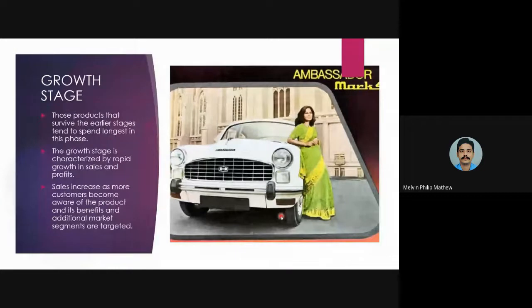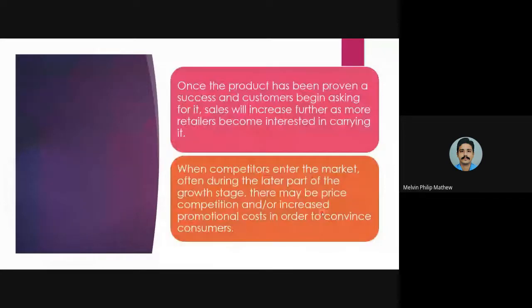Okay, this is another example. During the growth stage, people tend to buy this car, and it was widely available in India itself. Once the product has been proven a success and customers begin asking for it, sales will increase further as more retailers become interested in carrying it. Initially there will be a market or two for distributing the product. If you take a car, initially one showroom will be present, and when more customers are present, multiple showrooms will be built across cities. So it will be easily available and accessible, the company will get many sales, and that will increase the profit earned by the company.